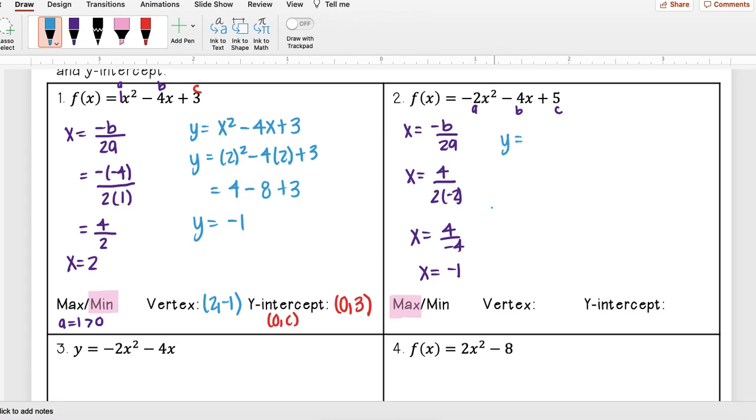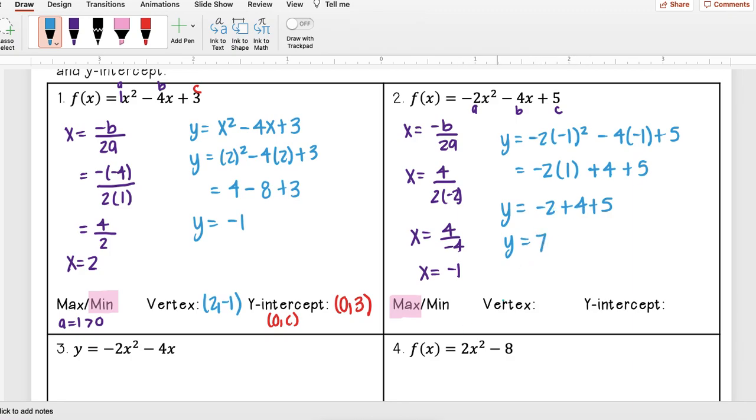Now to find my y value, I just need to plug in -1 for x. So instead of -2x squared, I'm going to have -2 times (-1) squared, minus 4 times -1 plus 5. -1 squared, I get just a +1. And then negative 4 times negative 1, I get a positive 4. Negative 2 times 1, I get negative 2. Negative 2 plus 4, I get 2. 2 plus 5, I get 7.